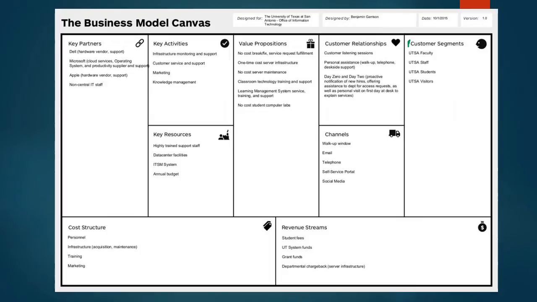The value propositions that we provide, these are our services that are provided to our customer segments. The channels by which we provide those value propositions to our customers. The customer relationship section here talks about the way in which we interact with our customers, maintain that relationship, and continue to have them working with our institution.